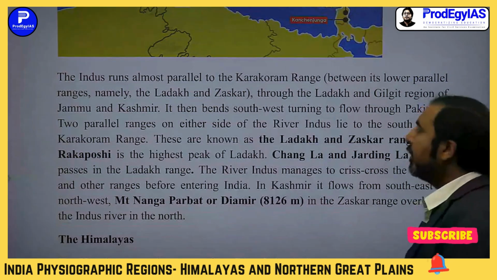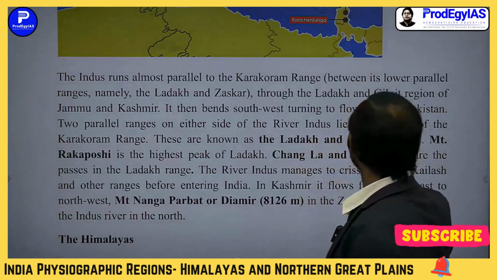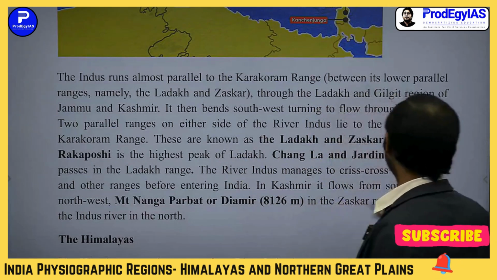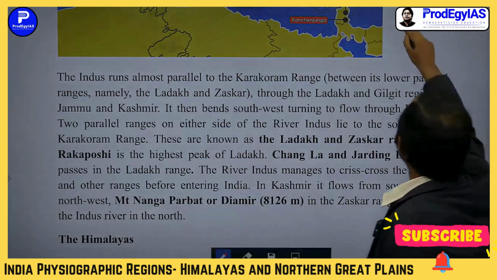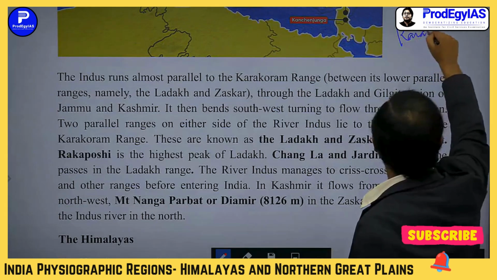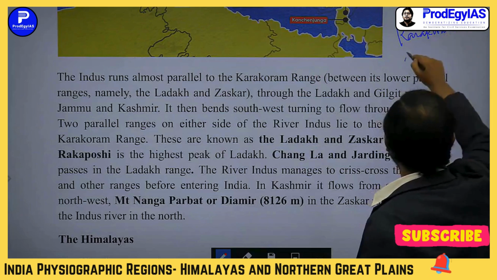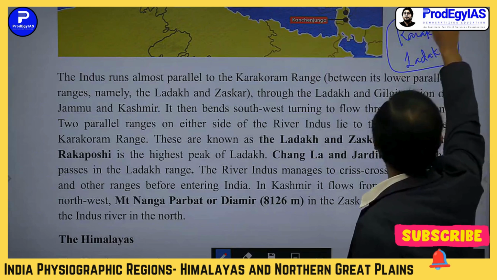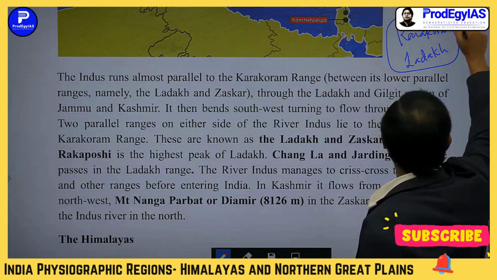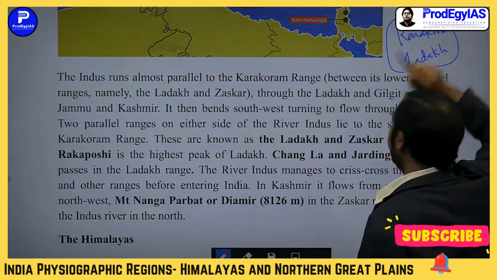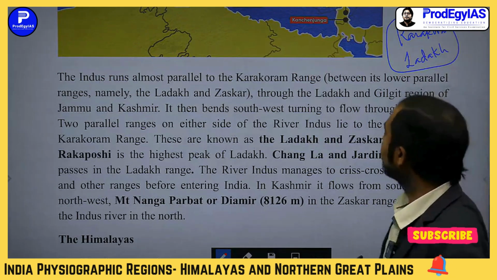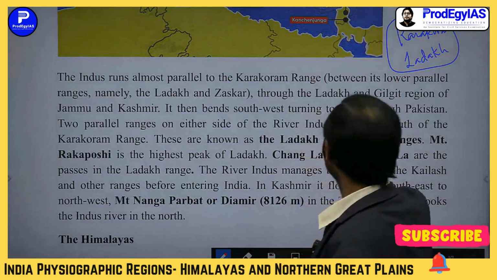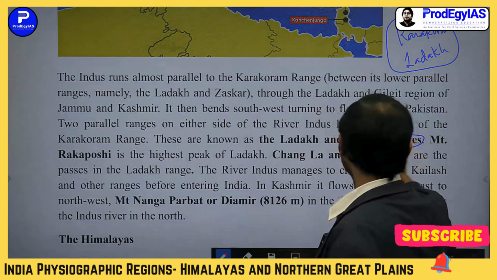So there are two parallel ranges on either side of the river Indus. To the south of the Karakoram range, they are known as the Ladakh and Zanskar ranges. You know that Karakoram and Ladakh are part of this Trans Himalayas. Then south of Trans Himalayas starts the Greater Himalayas part. Zanskar is not part of this Trans Himalayas. Okay.